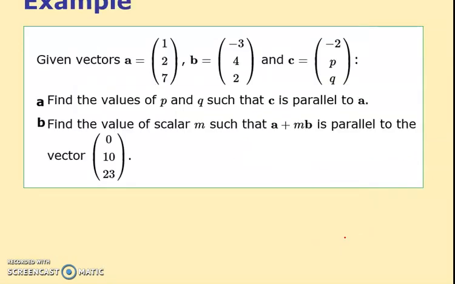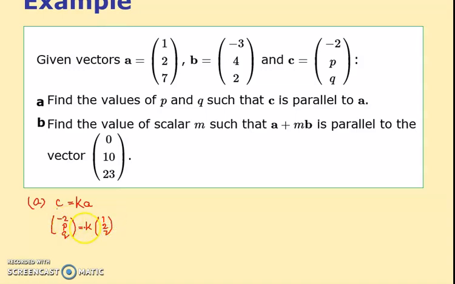So next example, I've got vectors 1, 2, 7 for A, for B, for C. Find the values of P and Q such that C is parallel to A. Well, I'm just going to do it here. C must equal then K times A. So what's my C? My C is minus 2, P and Q equals K times by A. What's my A? My A is 1, 2, 7.